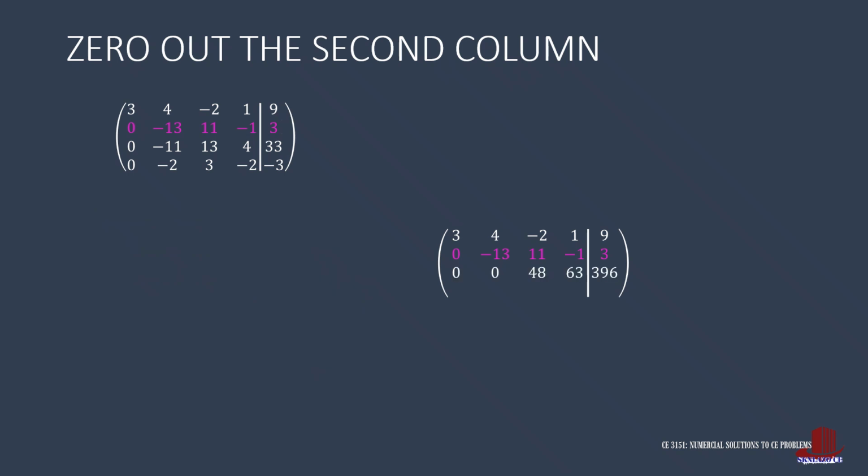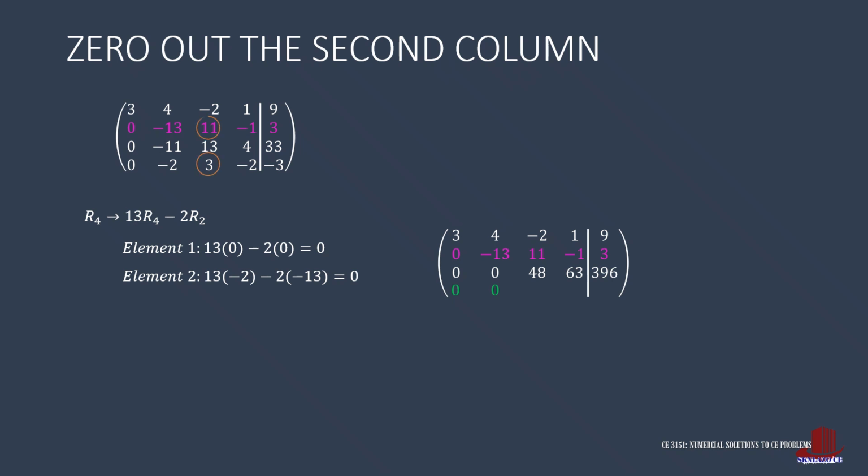To zero out the bottom element of the second column using the second row, the operation is then 13 of row 4 minus twice of R2. The first element is 13 times 0 minus twice of 0, which is 0. The second element is 13 times -2 minus 2 times -13, which also gives 0.